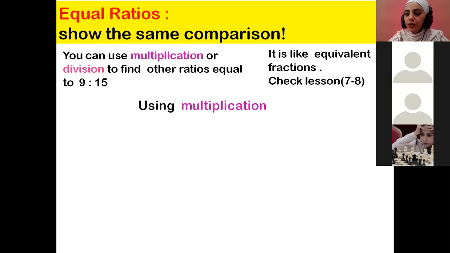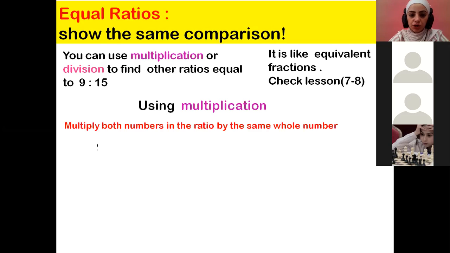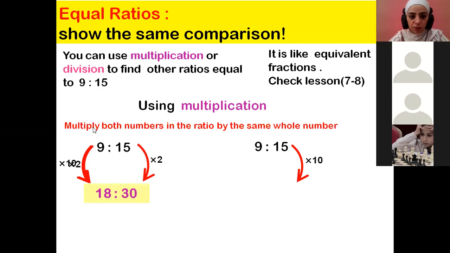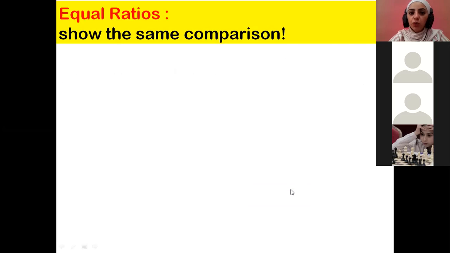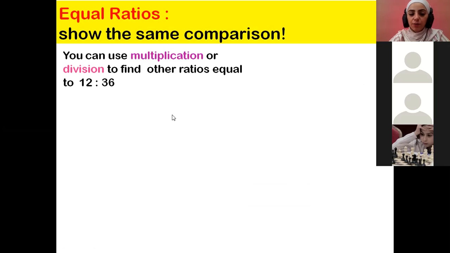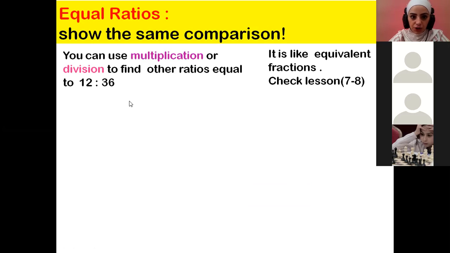Writing equivalent ratios is exactly like equivalent fractions. You can use multiplication or you can use division. By multiplication, you can multiply by any number you want. So see here, we multiplied by 2 or you multiply by 10. But when you divide, you just divide by common factors. Okay? So here, Salma. 12 to 36, how can you use division to write an equivalent ratio?